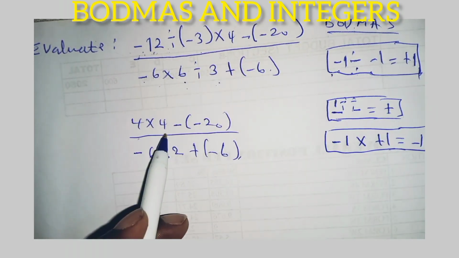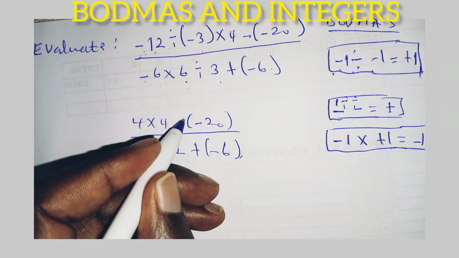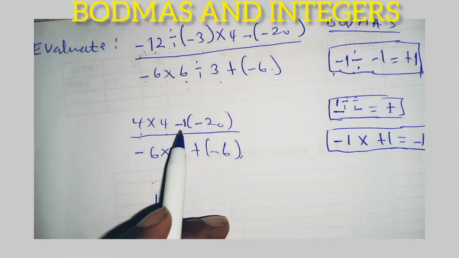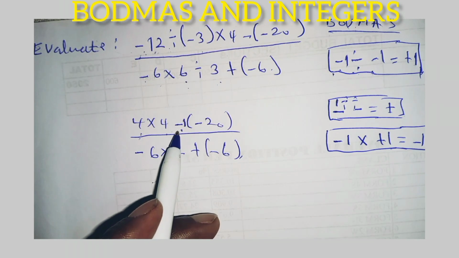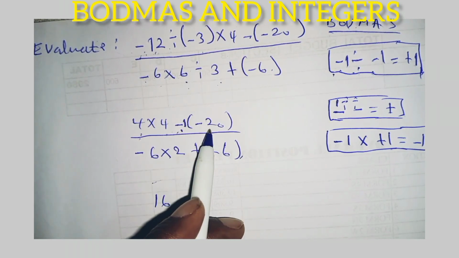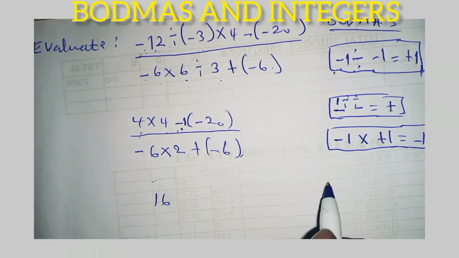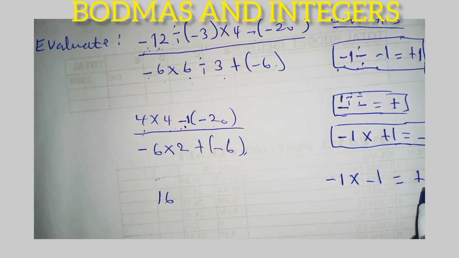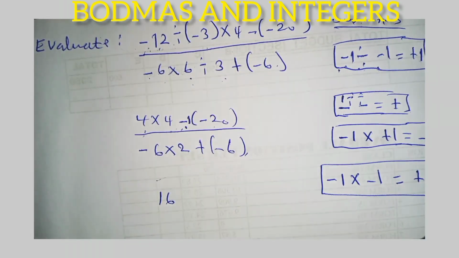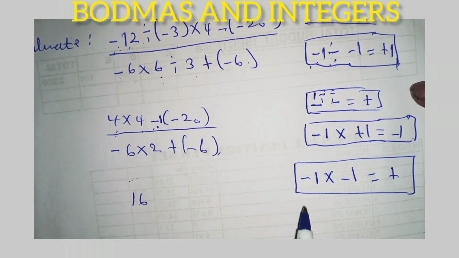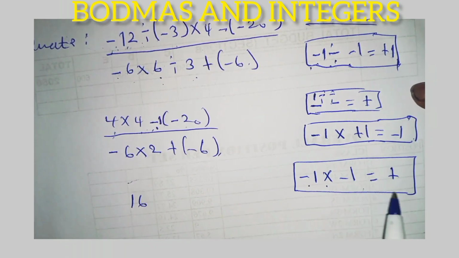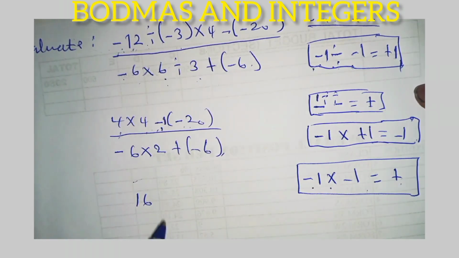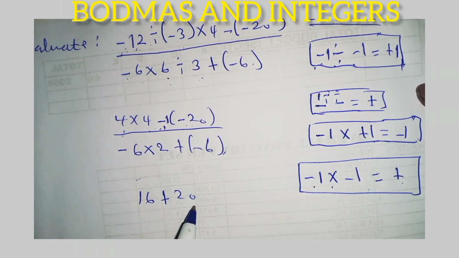So here you have 4 times, remember here you can have something like 1 outside. So you have 4 times 4, which will give you 16. Then negative 1 multiplied by this will give you positive. So note this, that negative 1 multiplied by negative 1, the answer is positive. So we are making use of all these rules of indices. You have negative 1 now multiplied by negative 20, which will give you plus 20 divided by.